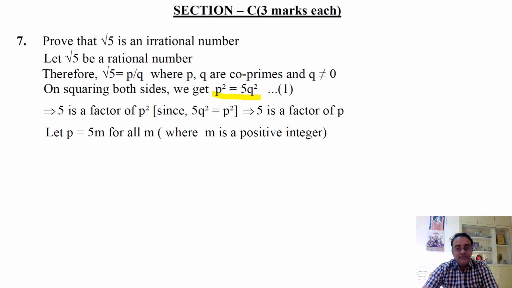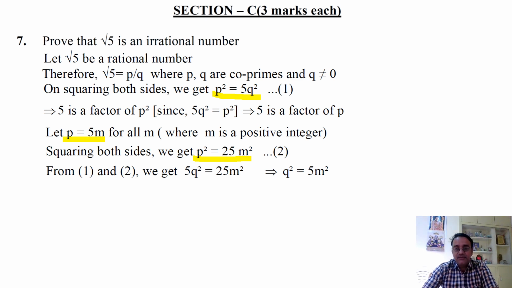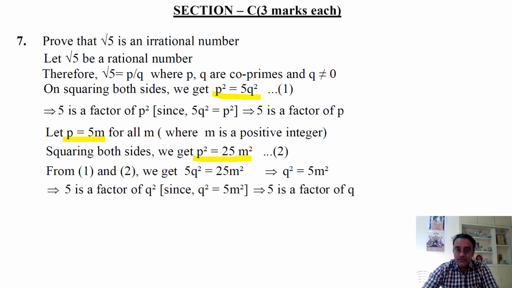Now, 5 is a factor of p, so we can write p is equal to 5m. You can write 5 is a factor of p square, or p square is divisible by 5, दोनों एक ही मतलब है. So now squaring both sides again, we will get p square is equal to 25m square. So this is equation number 2. From 1 and 2, what are we going to get? 5q square is equal to 25m square. So q square is equal to 5m square. That means q square is also a multiple of 5. 5 is a factor of q square. So 5 is a factor of q also.